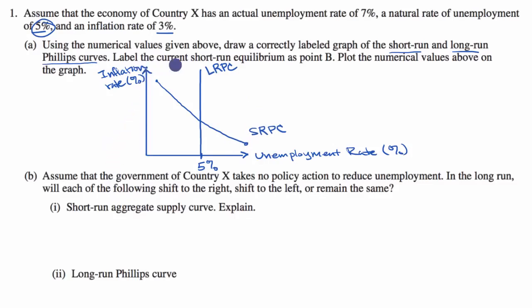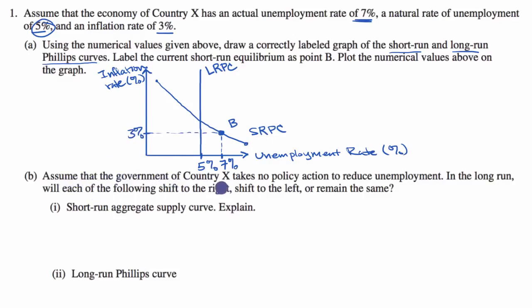And then they say label the short run equilibrium as point B. So let's say this is point B right over here. And they say the short run equilibrium, we have an unemployment rate of 7% and an inflation rate of 3%. So our unemployment rate right over here is 7%, and our inflation rate right over here is 3%. All right, let's do the next section.